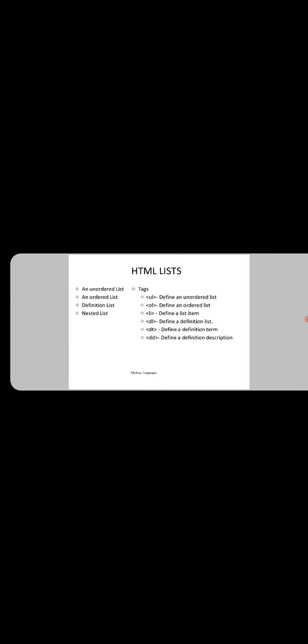For all these four types of lists, we may use different types of tags. For an ordered list, we may use the OL tag, OL/OL. For an unordered list, we may use the UL tag, UL/UL. And for a definition list, we may use the DL tag, along with definition term DT, and nested tags.